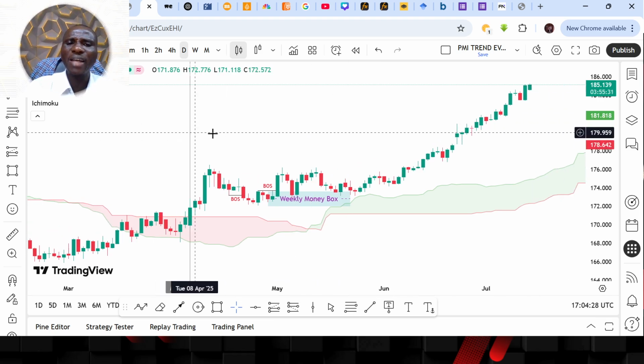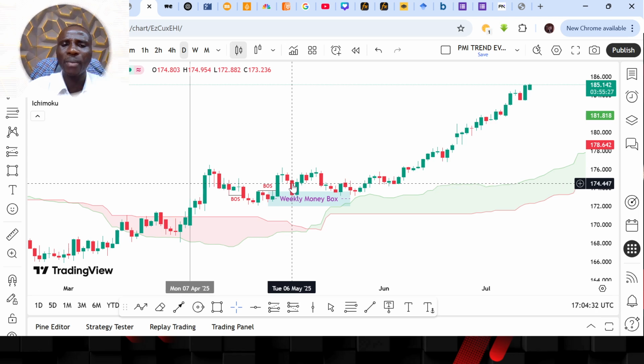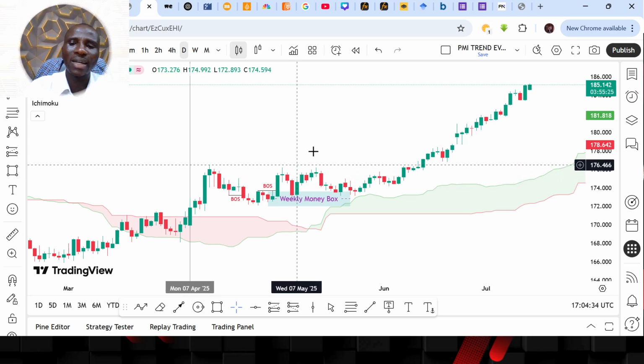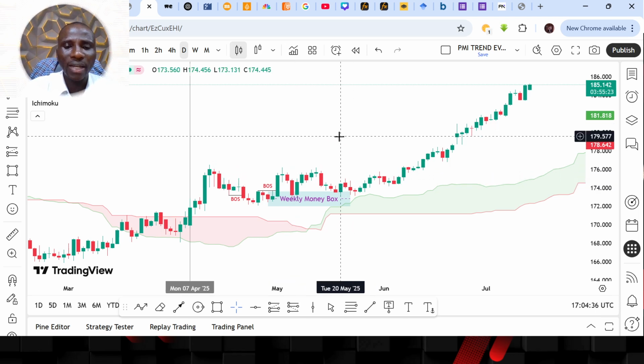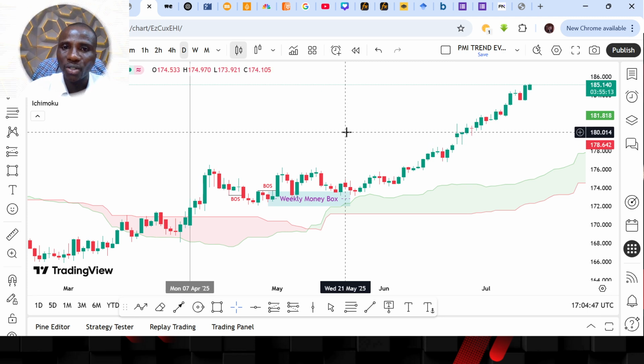You wait for price to trade back into it. I'm going to now go to the entry time frame. Remember, I said for weekly charts, you are going to use the weekly chart as the anchor chart, where you will spot the impulsive wave and the corrective wave for at least one period.